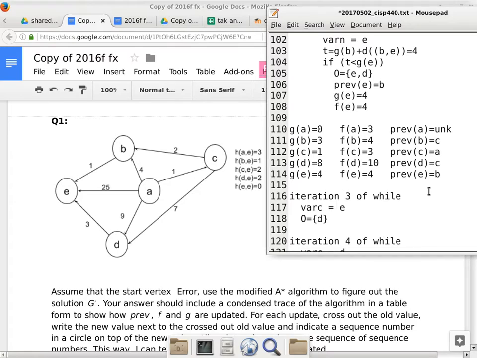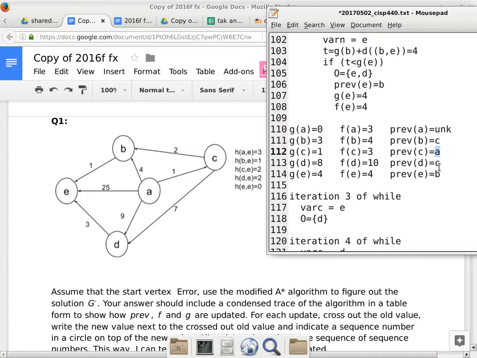spelling backwards. Because what you do is you start with E, and you find out that, oh, the previous of E is B, and then you look up B and you say, oh, the previous of B is C, and then you look up C and the previous of C is A, which is our start vertex. That's how you reconstruct the shortest path after the A-star algorithm is completed.